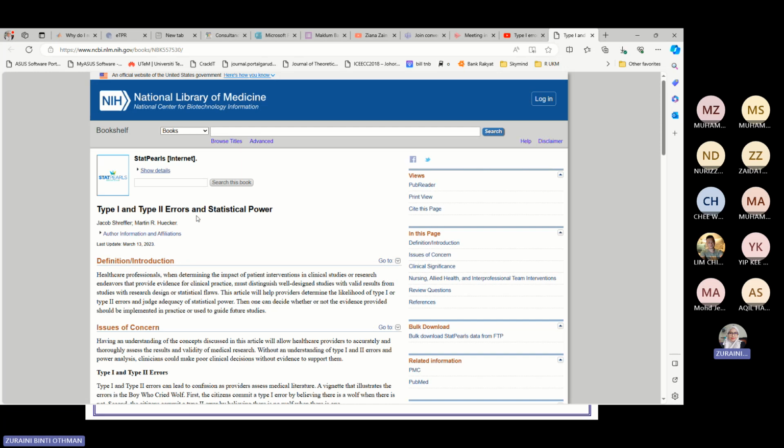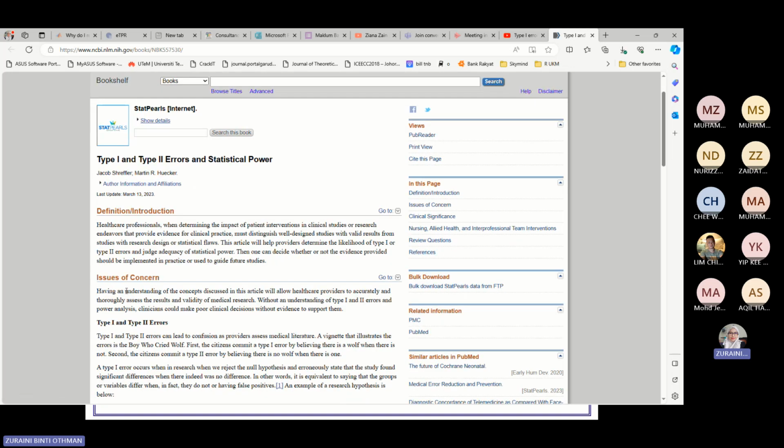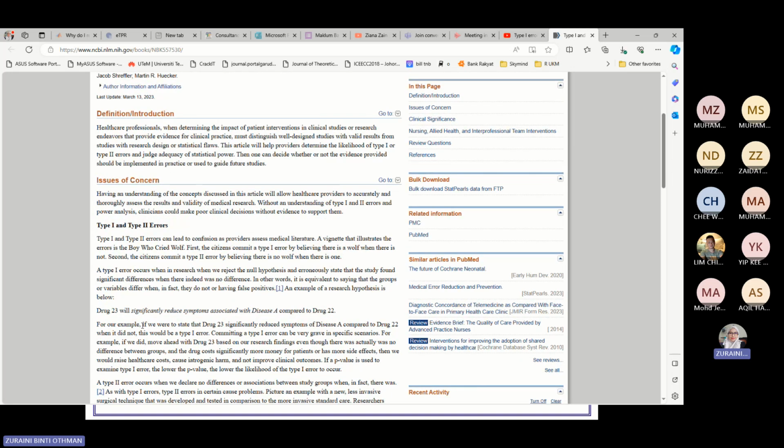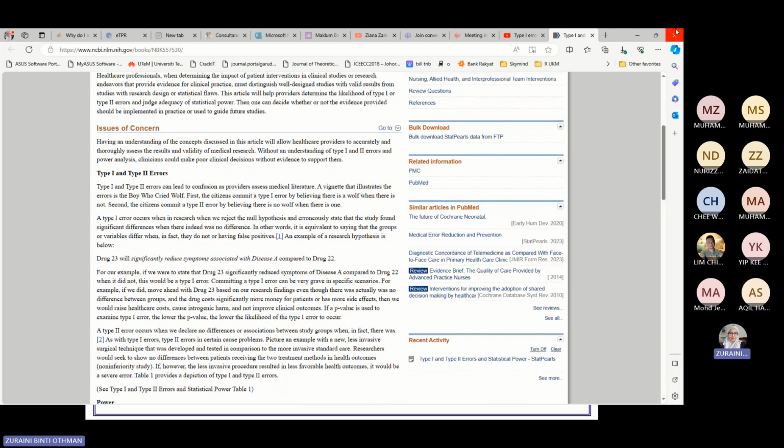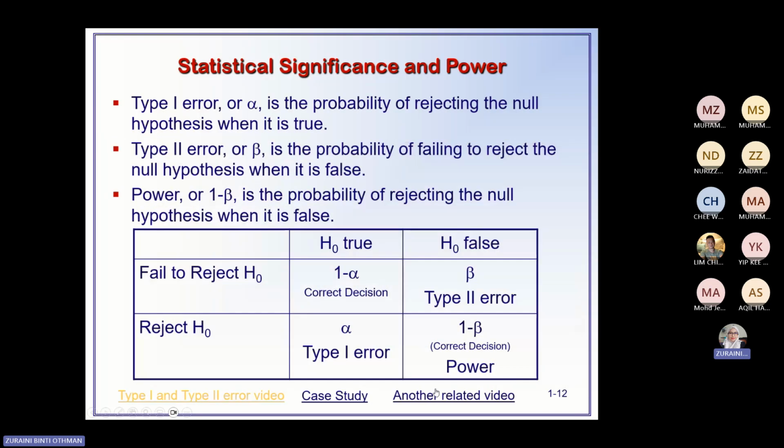It is type 1, type 2 error and statistical power from the National Library of Medicine here. Here are the definition and the issues to be concerned with, and what the power situation is. You may go through it after this, and I also provide you another related video on what type 1, type 2 and power are.